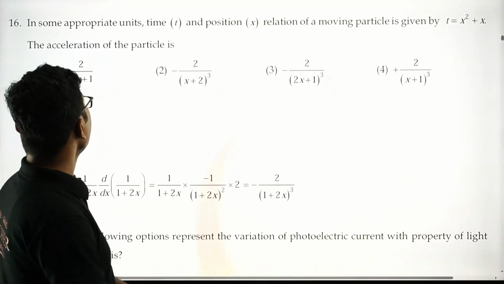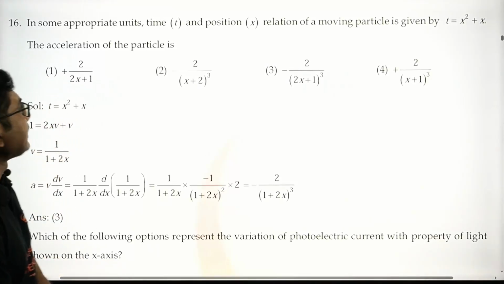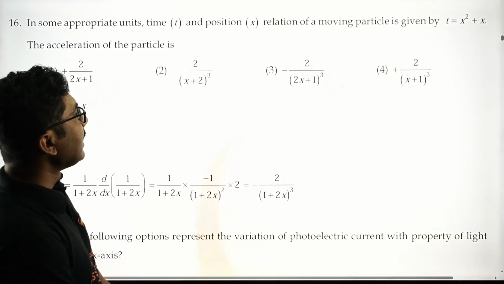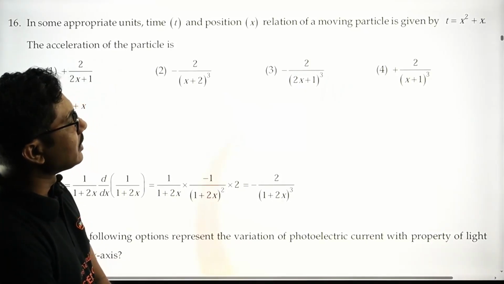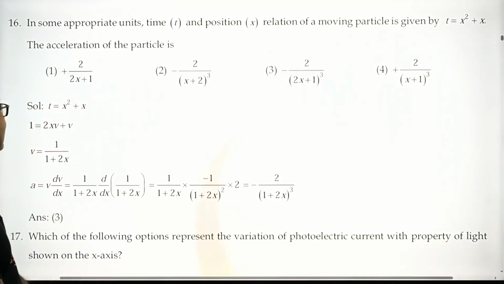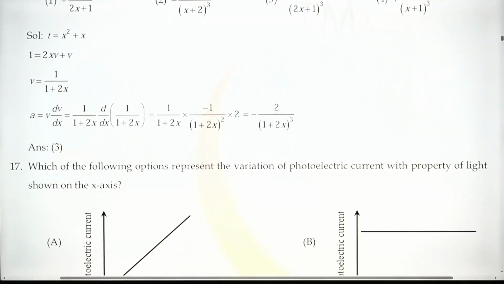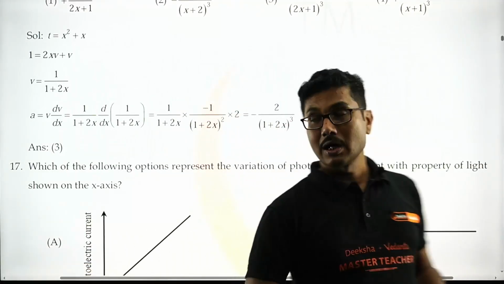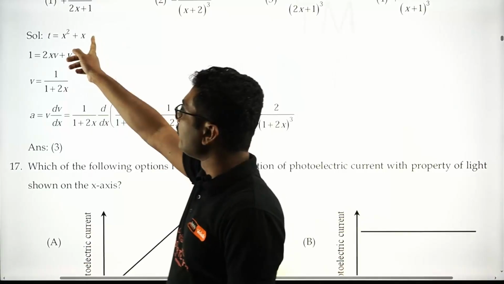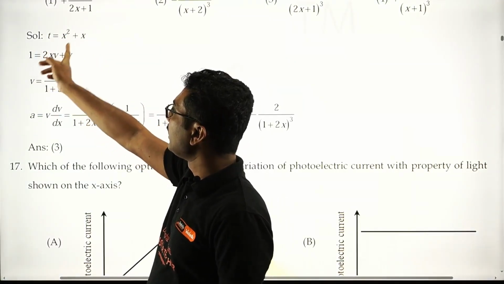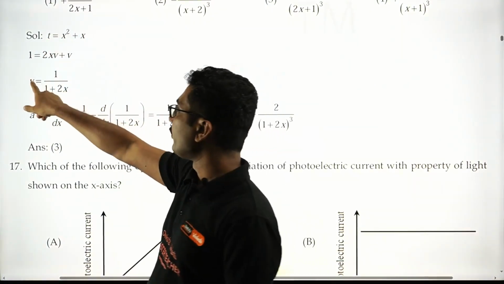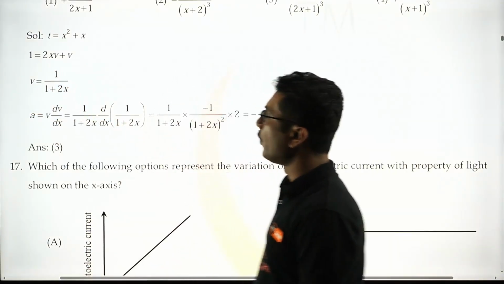Now next question. In some appropriate units, time t and position x of a moving particle are related by t equals x square plus x. The acceleration of the particle is? So time is given, and you have to find the acceleration. How can you do that? You can either convert x to t and double differentiate it, which is a very tedious and longer process, or there is a shortcut way. You differentiate both sides. What you get, dx by dt, is velocity. So velocity you calculate is 1 by 1 plus 2x.